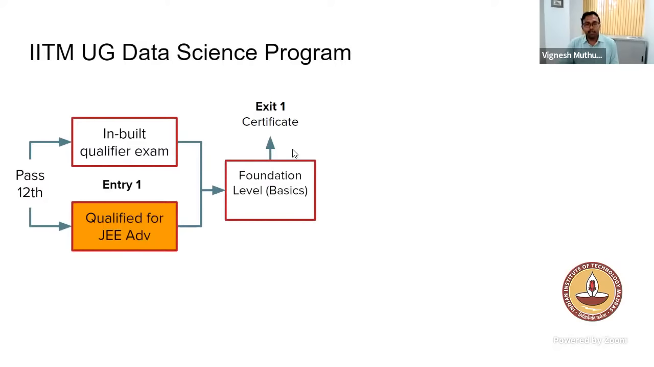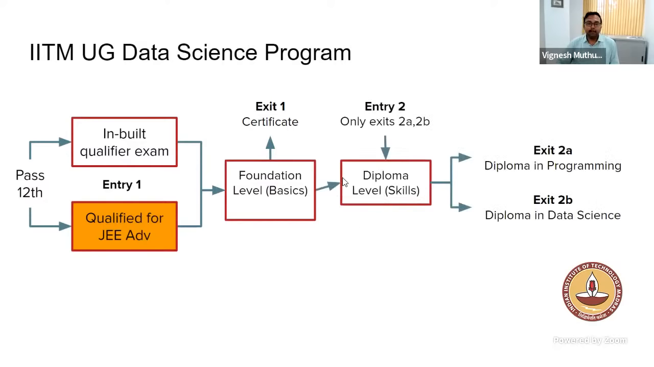If the student chooses to continue, they can get into the diploma level, where they have the skills-based education. There are 2 diplomas in the data science program. One is the diploma in programming and the other is the diploma in data science. So you have 2 different diplomas which are possible. Each diploma has 6 courses and 2 projects, so completing 2 diplomas requires completing 12 courses and 4 projects.